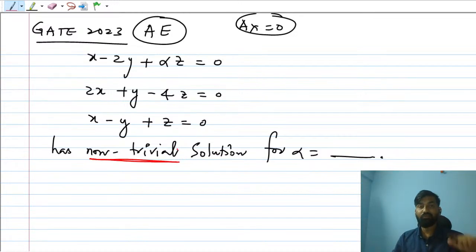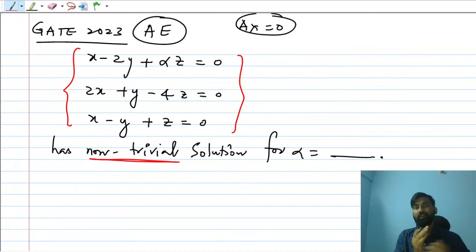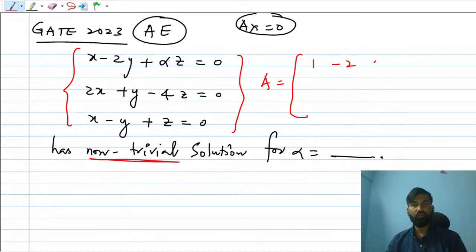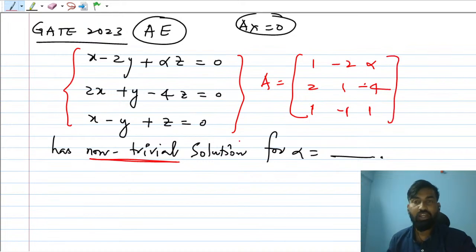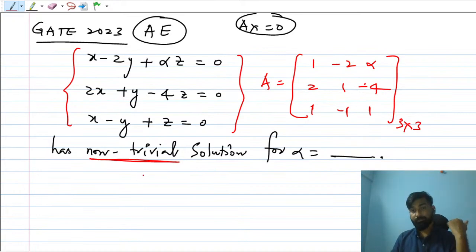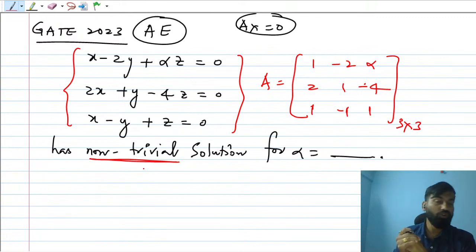In the previous class, I told you that this is going to be a balanced system. Balanced system means the number of equations is equal to the number of unknowns, so you will get a square matrix out of this. So you can directly form the matrix A. The matrix A will be 1, minus 2, alpha, 2, 1, minus 4, and 1, minus 1, 1. This is a 3 by 3 square matrix. Non-trivial solution means, as I have already told you, that it is not going to be obvious.